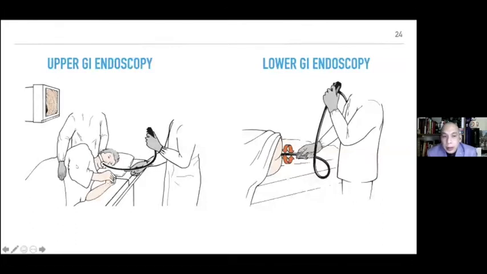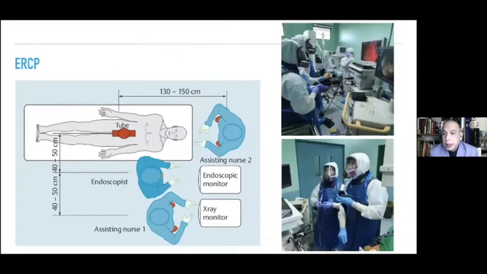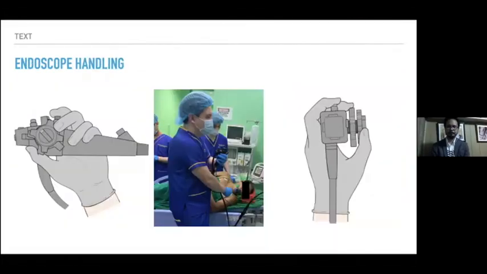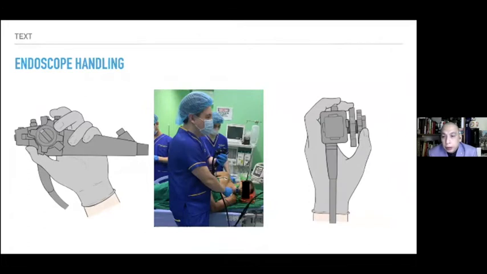Your upper GI endoscopy is usually done in a left lateral position. For your lower GI endoscopy, the patient is facing away from you in a left lateral position. For ERCPs, you have the patients prone. These were the times, as you see in the pictures on the right, when it was very difficult to do these procedures under PPEs. The assistant is on your right side or at the back side of the surgeon. And this is how you hold the scope. The umbilical cord is tethered under the arm, within the arm, not outside the arm, to have more control.